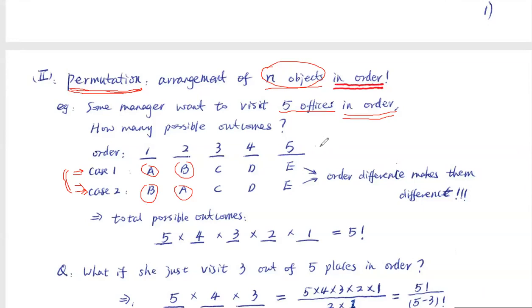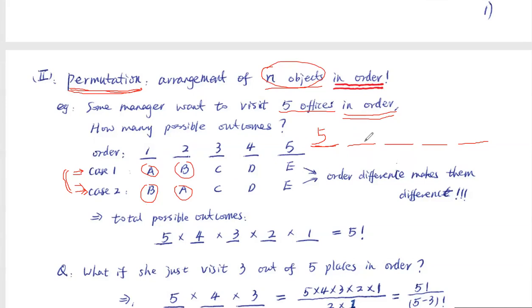So let's do 5 positions: 1, 2, 3, 4, 5. Whenever we have those questions, we try to do it step by step. How many choices for the first position for the manager to visit? He or she can choose 1 out of the 5, right? Because it's the first one.